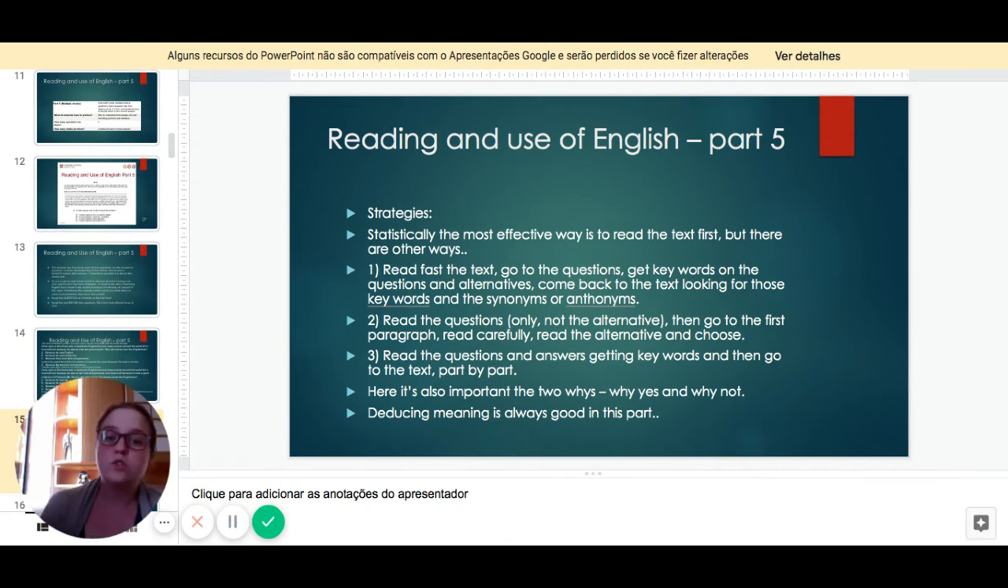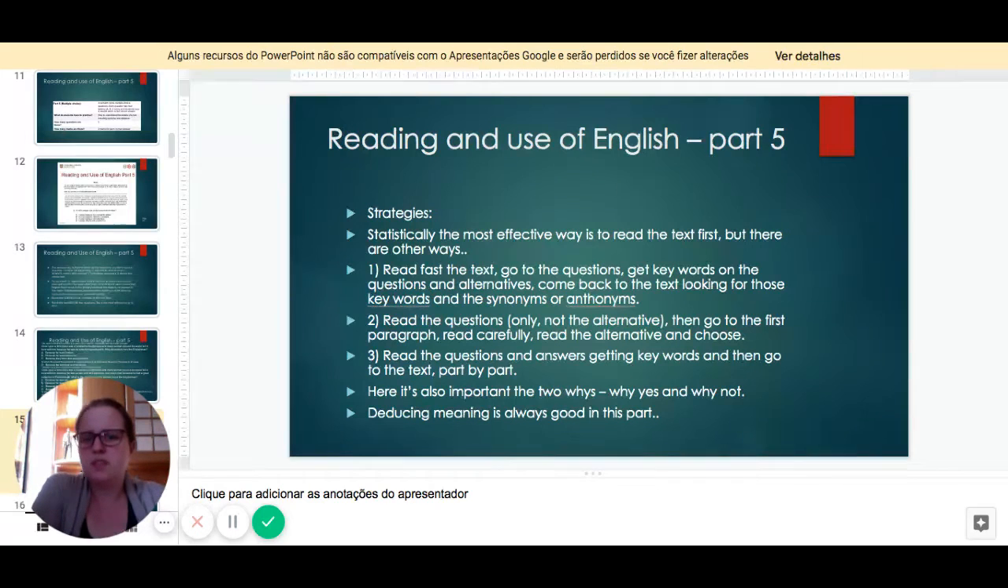So what you can do: read the first question, get the keyword on the question and on the alternative, go to the text, find the answer, and stop. Come back to the next question. Okay, while in the first one, you quickly read everything and come back to the whole text. The second one is read all the questions, then go to the text and stop one by one. This one is already stopping. Okay.